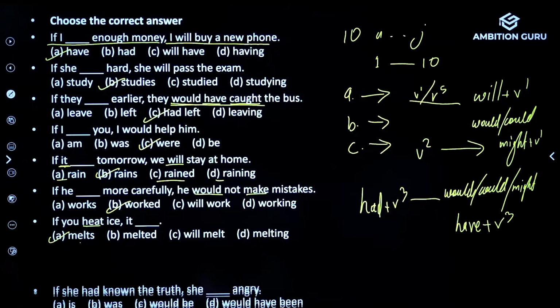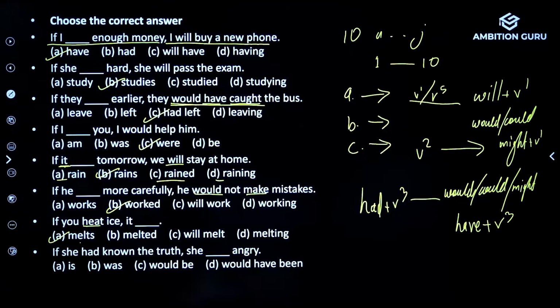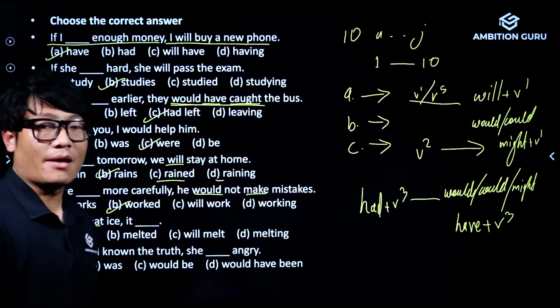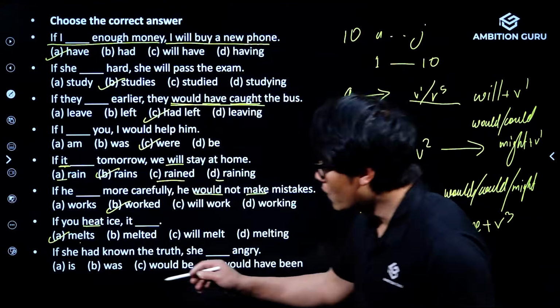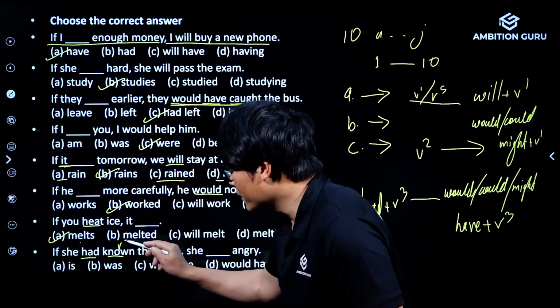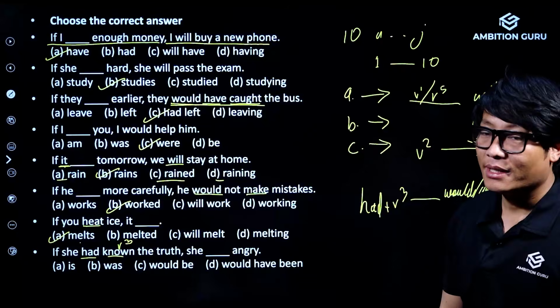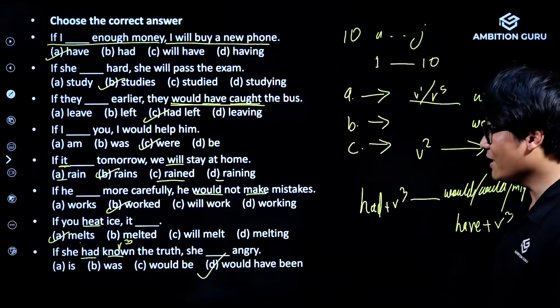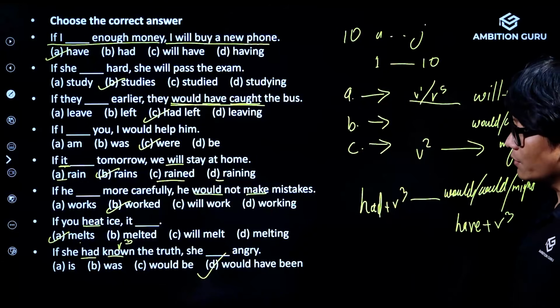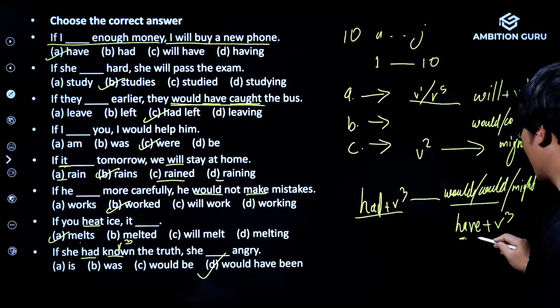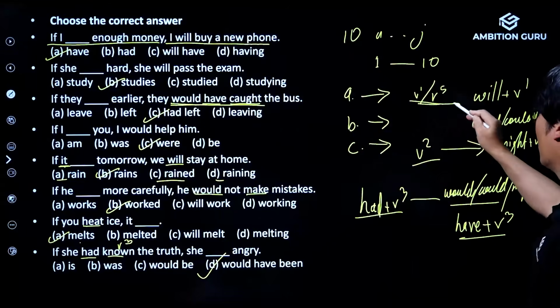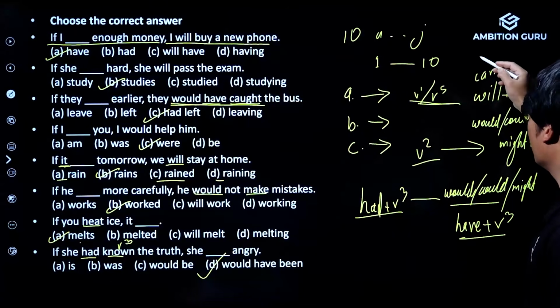Okay, next, last. If she had known the truth, she is angry, she was angry, she would be angry, she would have been angry. Which is the right option here? If she had known the truth. So, had after verb 3 known, that's why here also should be. Yes, this option D is right. If she had known the truth, she would have been angry. So, had plus verb 3 here, not verb 2. Here can also be can, here can be may also.